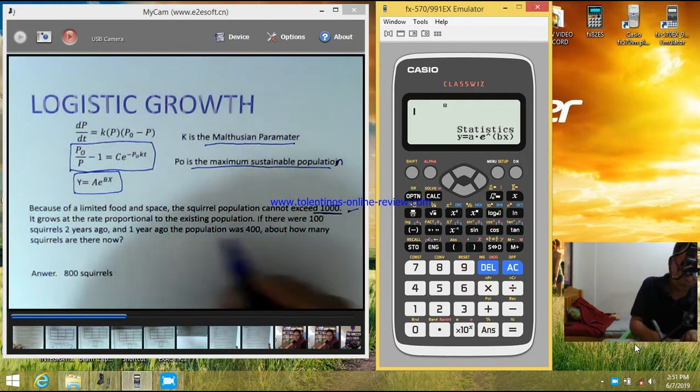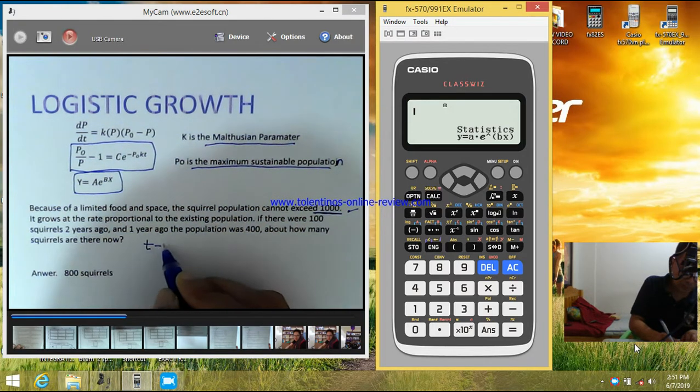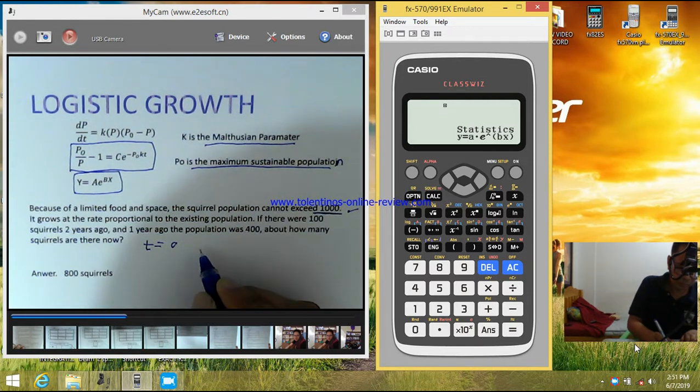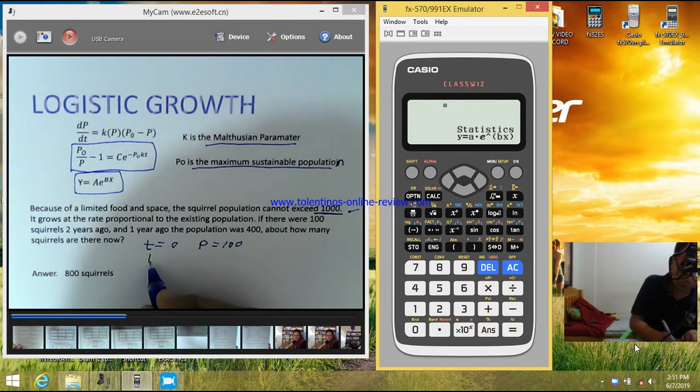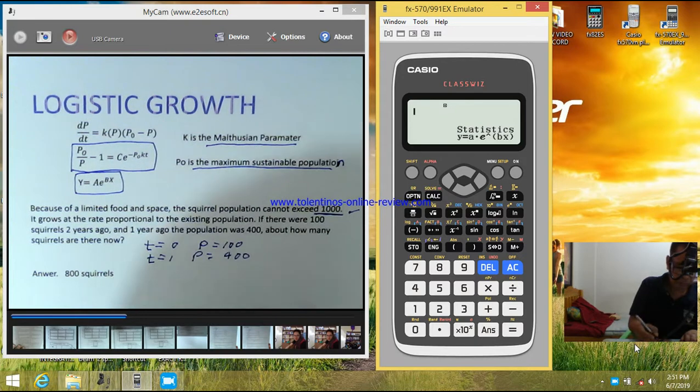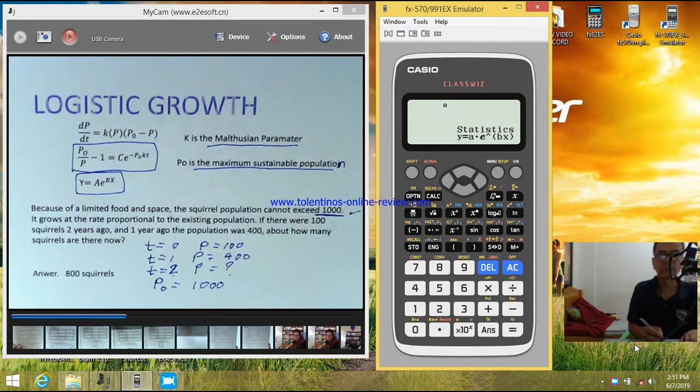are there now? If we say that 2 years ago is t equals 0, our population is 100. When t is 1, our population becomes 400. When t is 2, you're asked what the population is. Of course, our maximum sustainable population is 1,000.